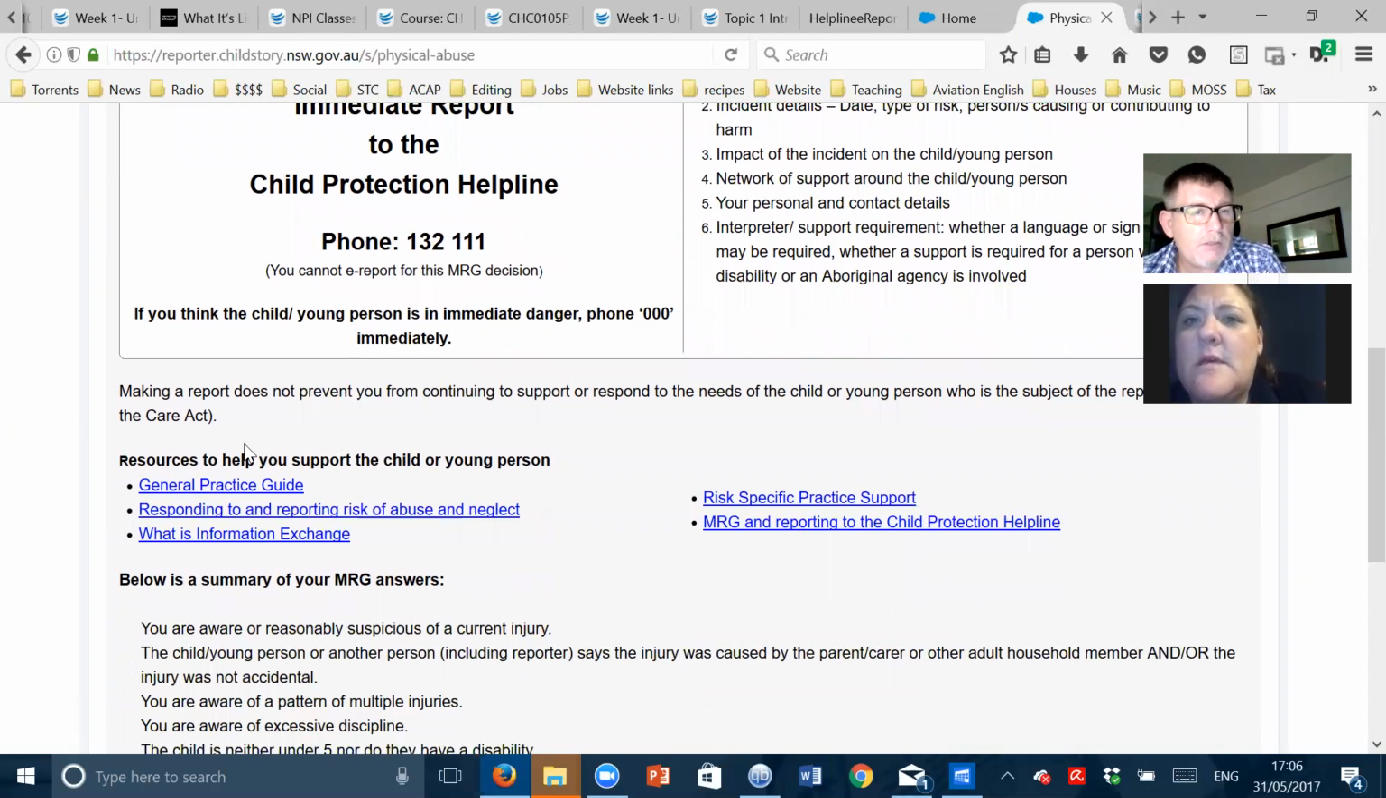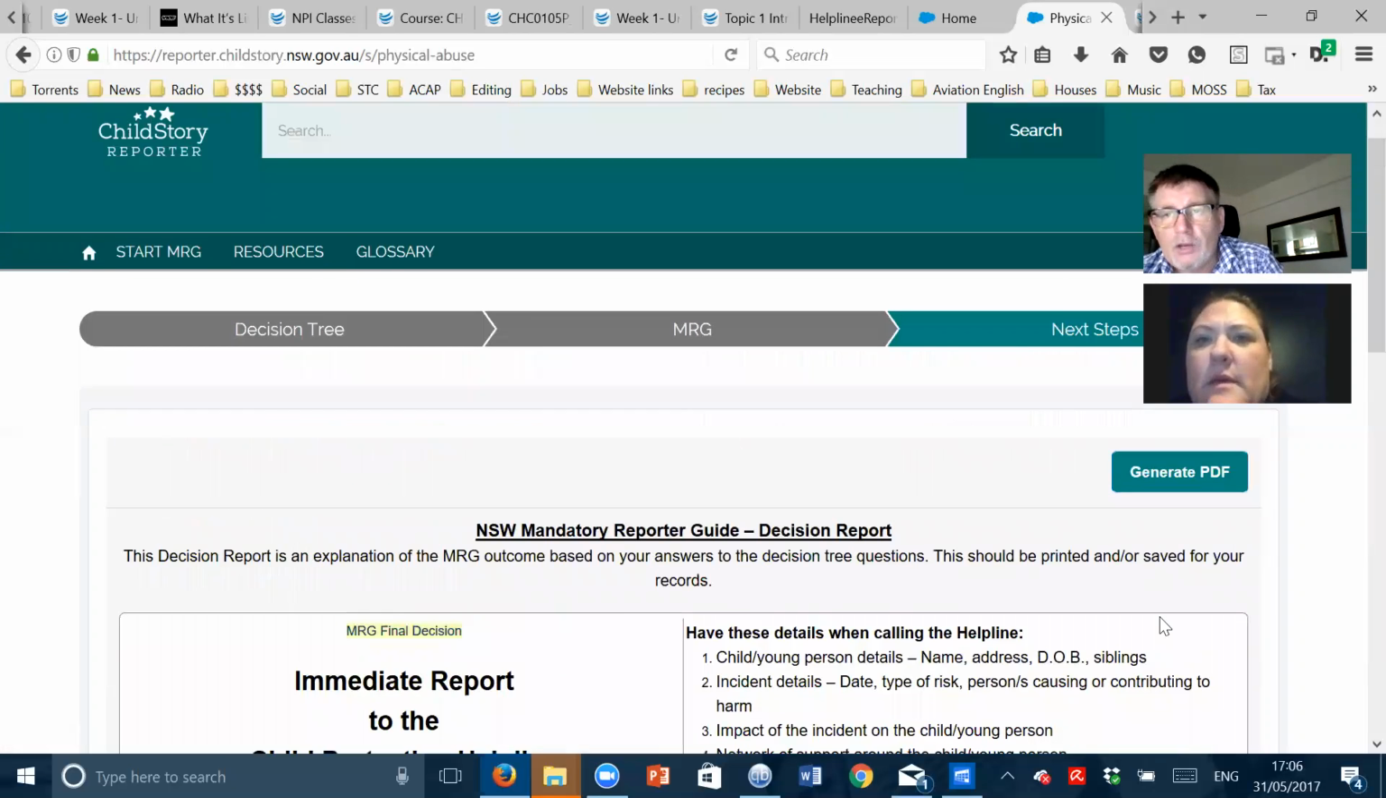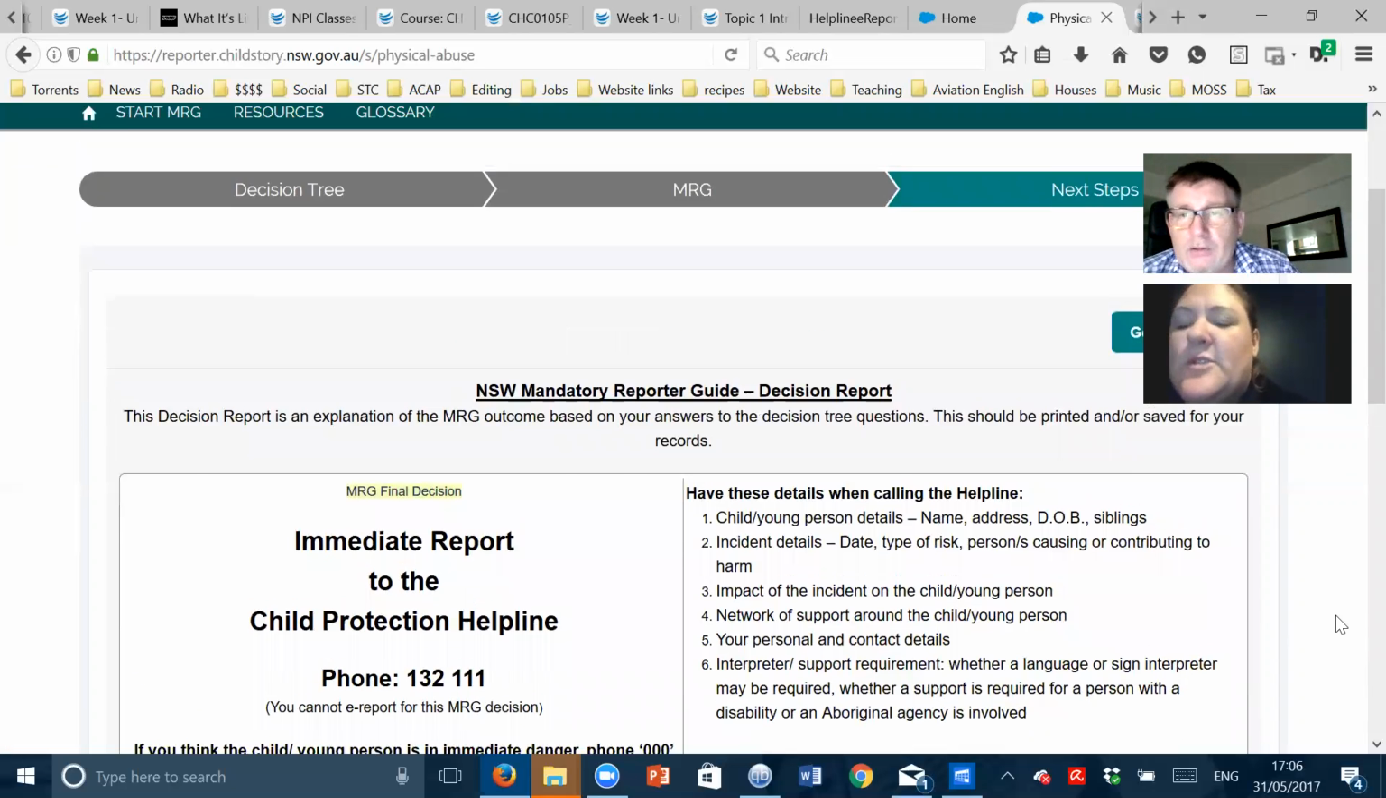So some resources to help you is a general practice guide, responding and reporting to risks of abuse and neglect. So some other resources here. And here's a summary of what we would report. And when we press generate PDF, you can download the PDF and save the PDF, and then you upload the PDF with your assessment. It's that easy. We've just done assessment 1. Okay, and that's due week 6.